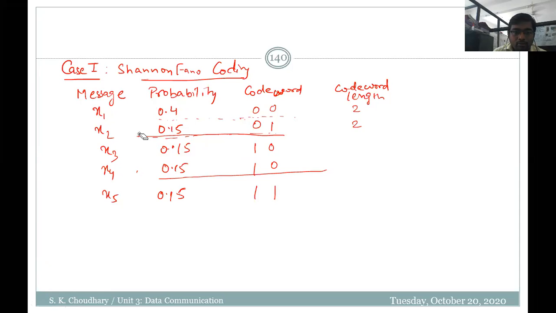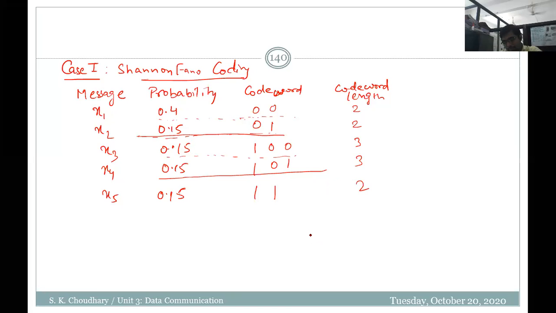This does not need to be written, only for understanding purposes. So again the partition is there, so it would be 0 and 1. And the last one is as it is, because there is no further partition. So x3 would have 3 bits, x4 has 3 bits, but x5 has 2 bits.